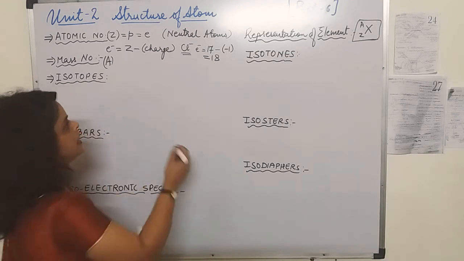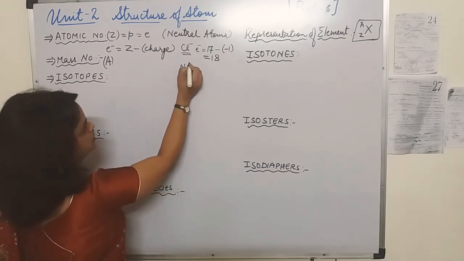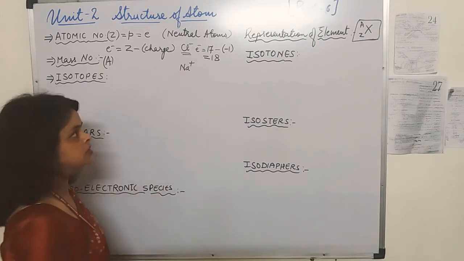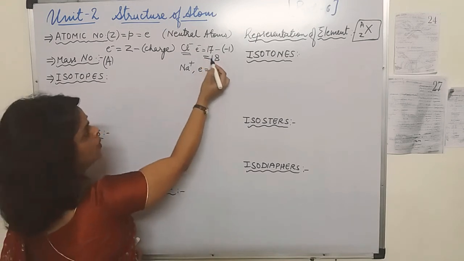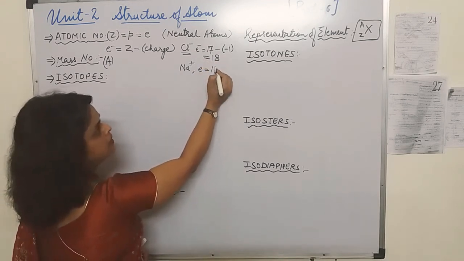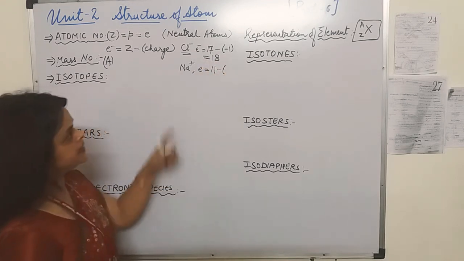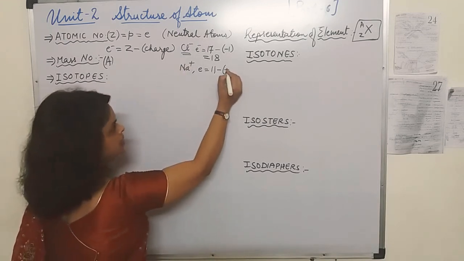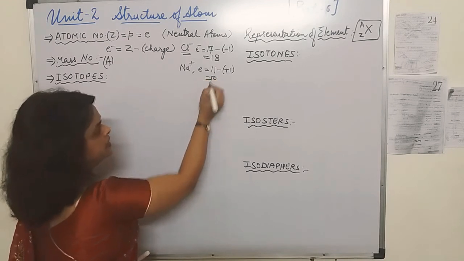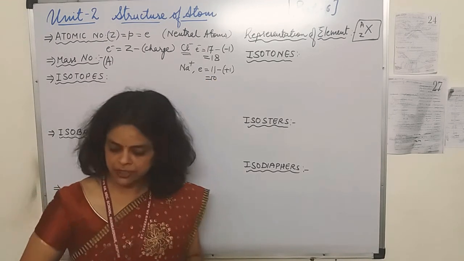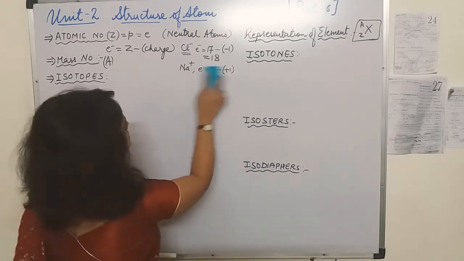Similarly in Na plus you can find out. Na plus के अंदर कितने electrons हैं? How you will apply the formula? Number of electrons. What is the atomic number? 11 minus what is the charge present? +1. So I'll write here +1. So what is the number of electrons it is having? 10. In this way you can find out the number of electrons in the charged species.